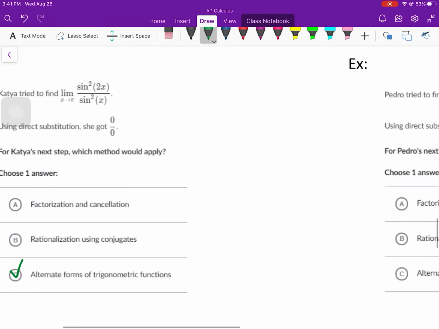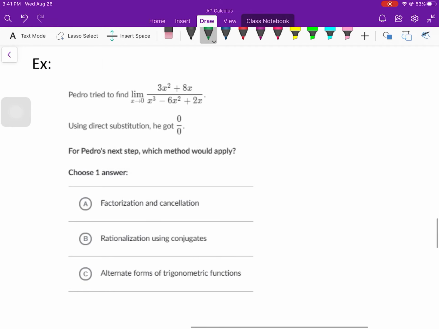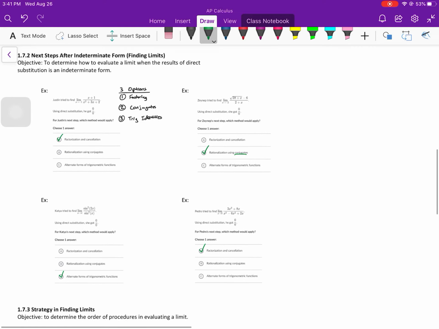All right, trigonometry immediately should be an indicator of trig identities. And then last, a polynomial over polynomial, we're probably going to factor then cancel.